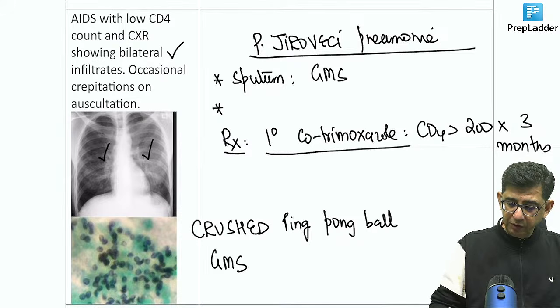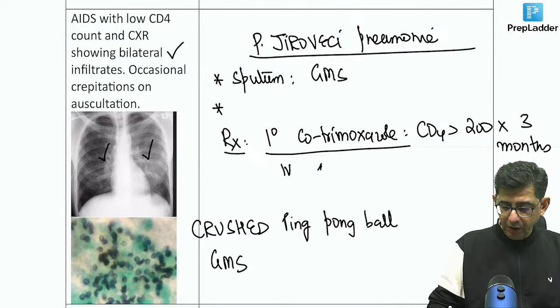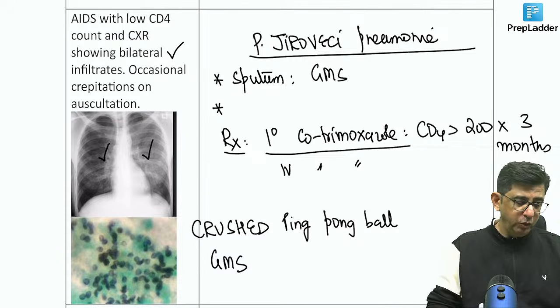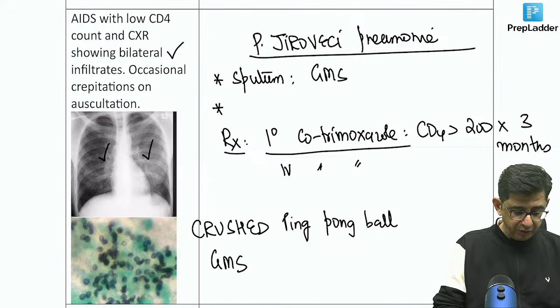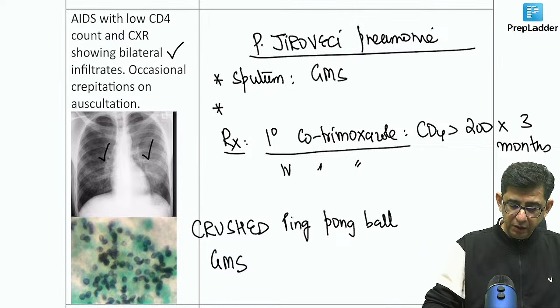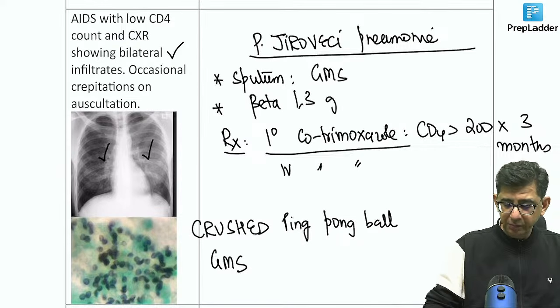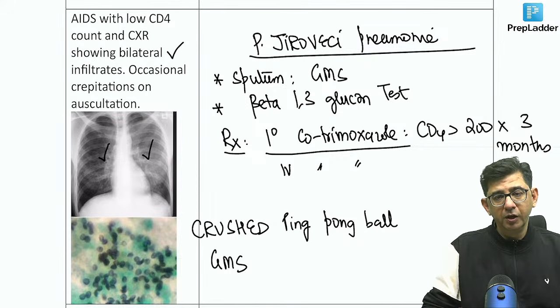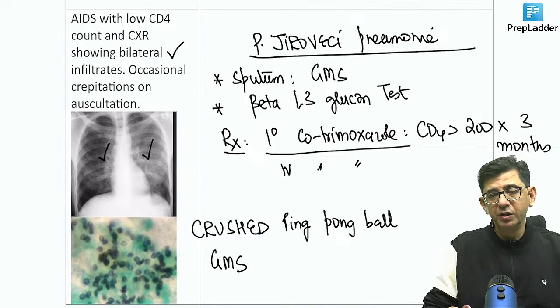For the treatment of this condition also we will be using cotrimoxazole, but he has asked for the prevention perspective, and the blood test that we do in these patients for invasive fungal infection would be beta D glucan test. Beta 1,3 glucan. The blood test that we'll do is a beta 1,3 glucan that can help in identification of this invasive fungal infection caused by Pneumocystis jirovecii pneumonia.